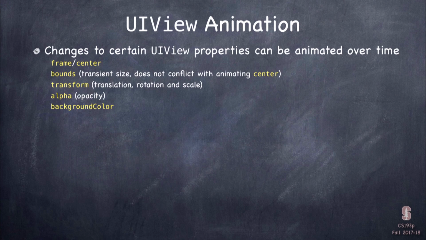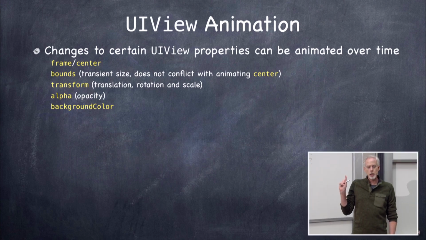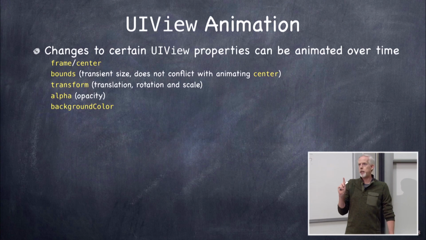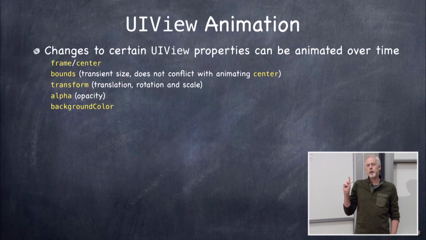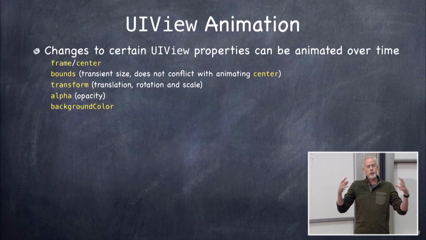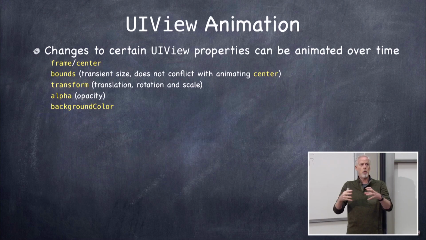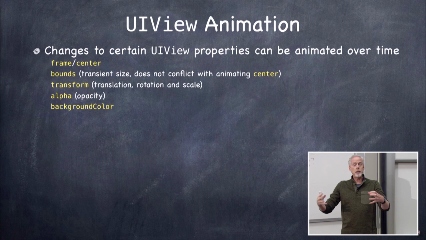You can animate these yellow properties on your view. This is really the only things you can animate using this UI view property animation mechanism. But it's pretty powerful, right? You've got the frame and center that's animating the position of the view. You've got the bounds, which will animate the size of the view, although only in a transient way because it's the frame that determines where you are.